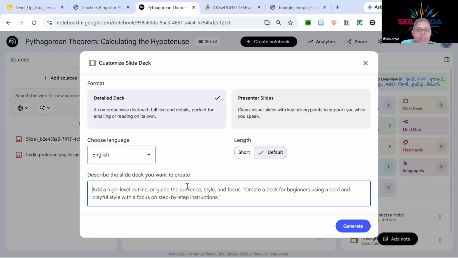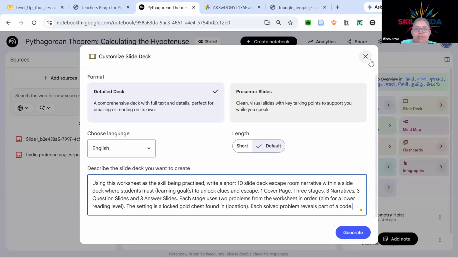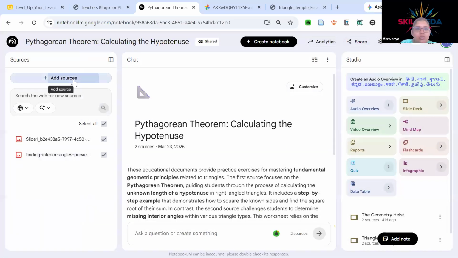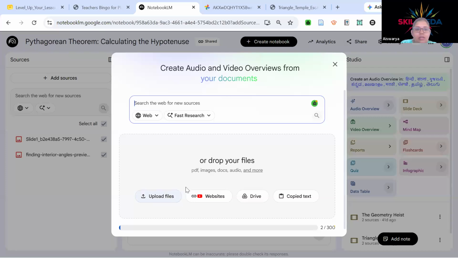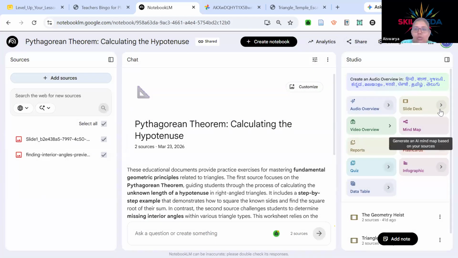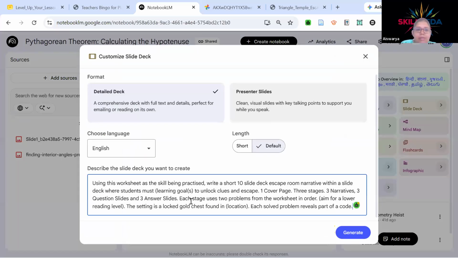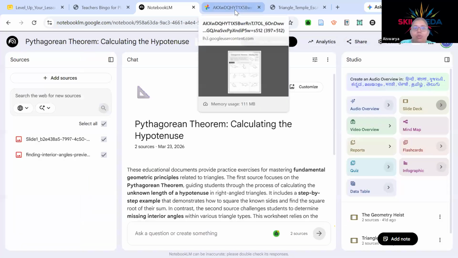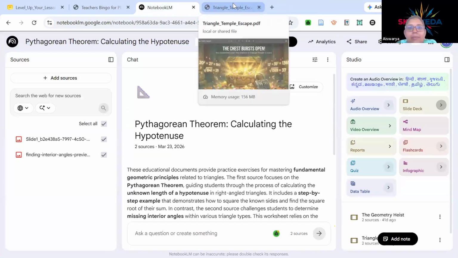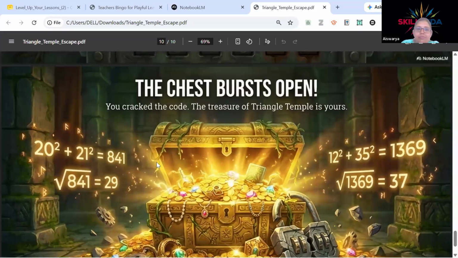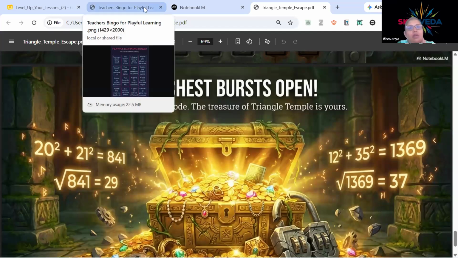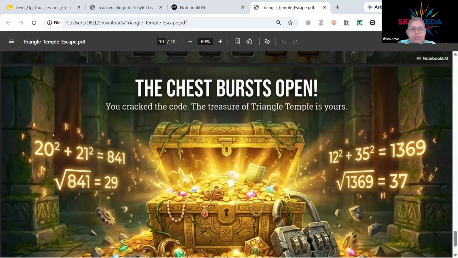And once you copy this prompt over there, after having your worksheet as a source, you can add the source here. So you can add your worksheets here. And once your worksheets are added, you just have to use this slide deck option and paste my prompt and generate. You will be able to get a beautiful escape room like this. It can be for our science or math worksheet. It can be for English worksheets, anything. Got it?